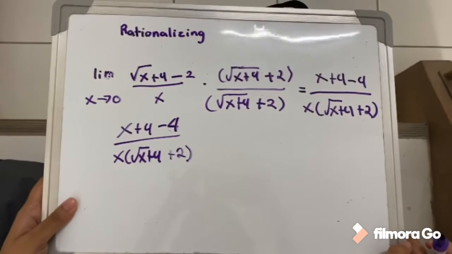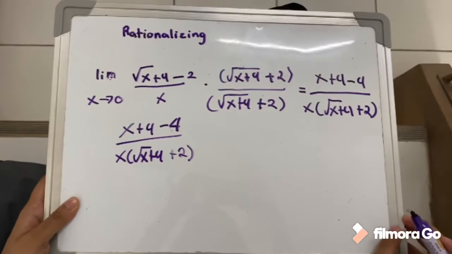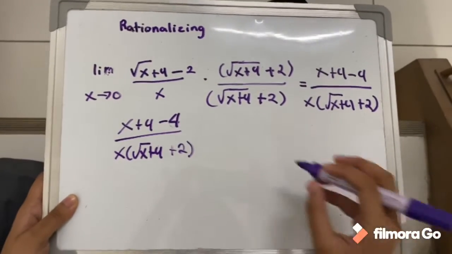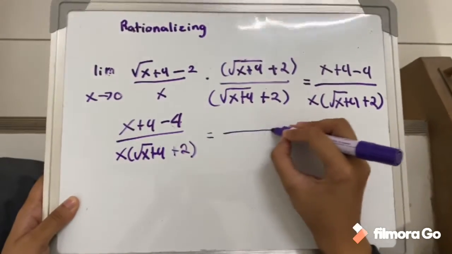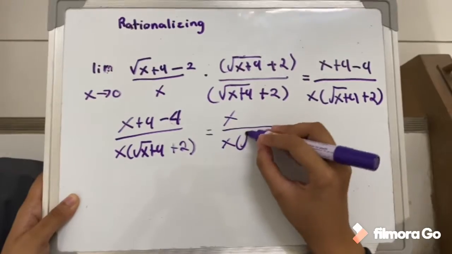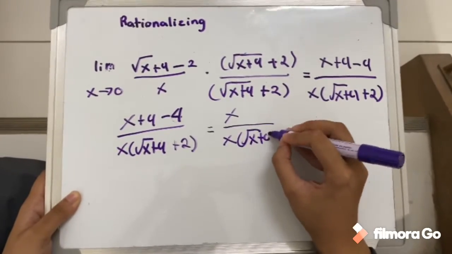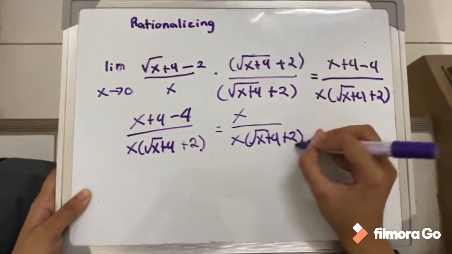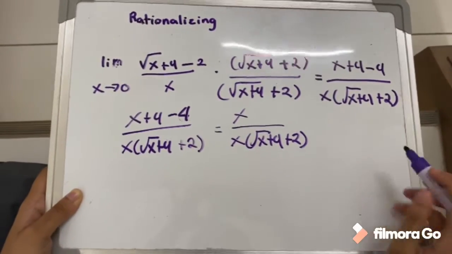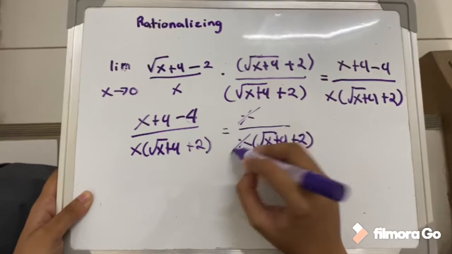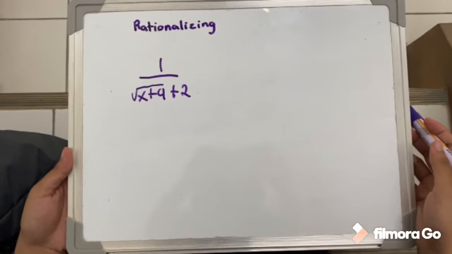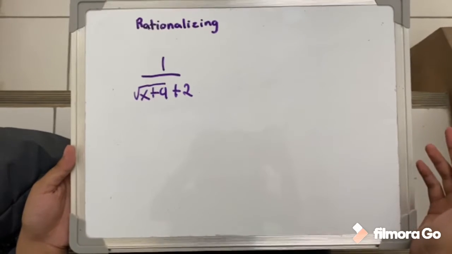So our next step is to simplify everything. Since positive 4 minus 4 would be 0, we're left with x over x times square root of x plus 4 plus 2. Since there are x's in both the denominator and numerator, we have to cancel them out. So we're left with 1 over square root of x plus 4 plus 2.